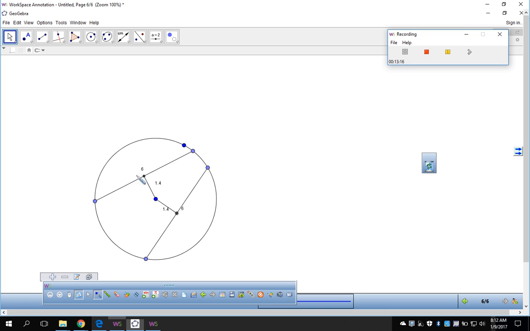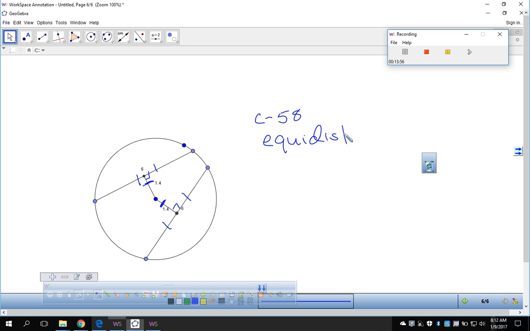So if this chord is congruent to this chord, that means that this distance, since I always measure distance at a right angle to the center, is the same. So what do you call it if two distances are the same? What's the big word for that? Equidistant. Okay. So C58 should say that two congruent chords in a circle are equidistant from the center of the circle.